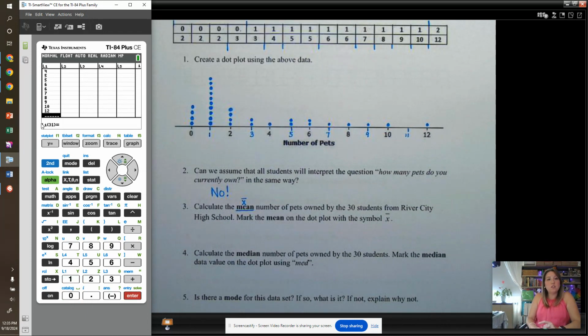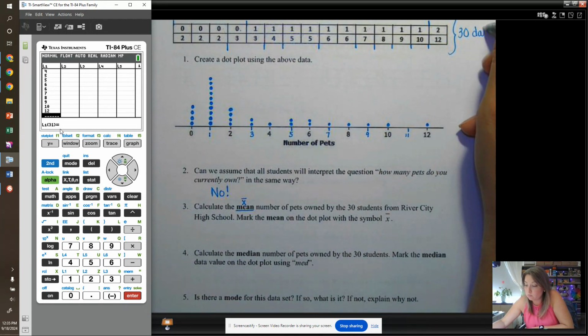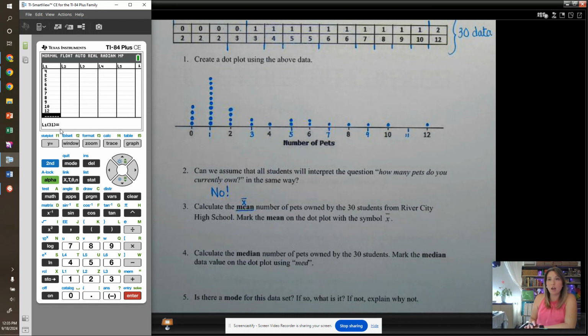Notice this is now asking me for my 31st data value that I do not have because this was a set of 30 data values. Okay, so 30 data values here. All right, here we go.